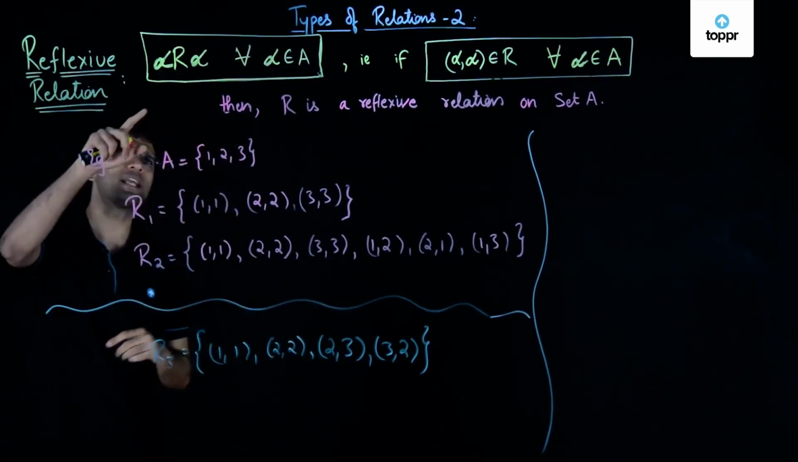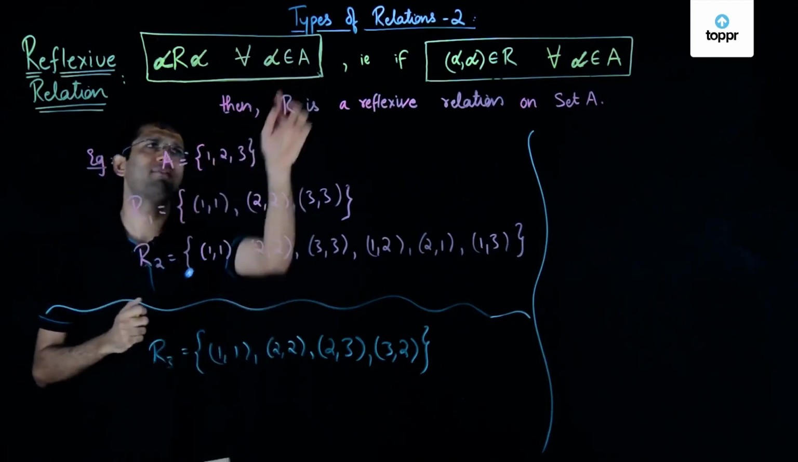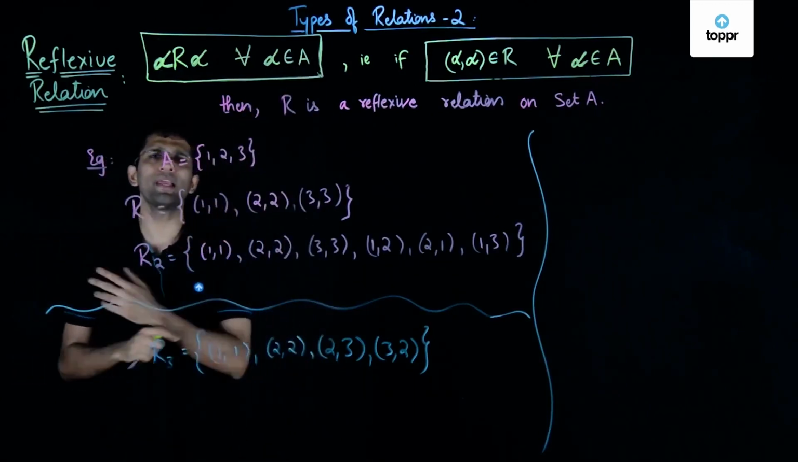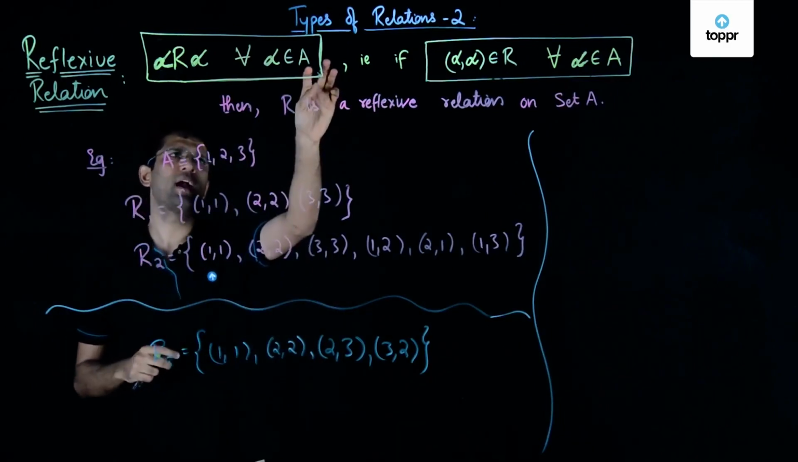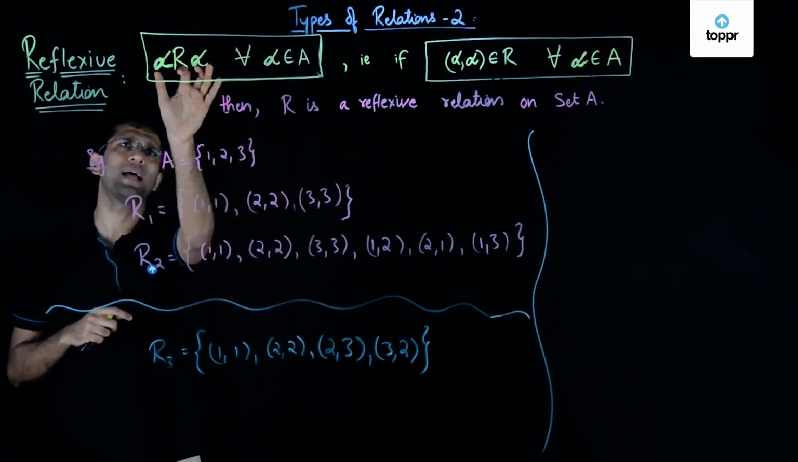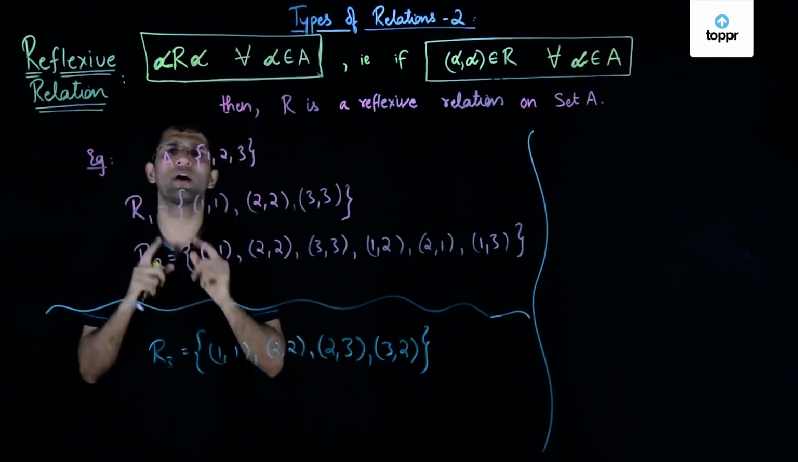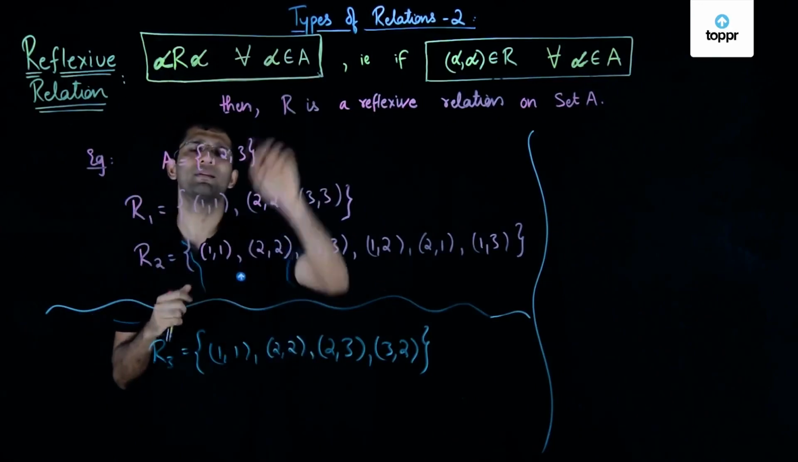Well, the first statement I said was, if we have a set capital A of which alpha is any element, so alpha can be any element of set capital A, and for every element of set capital A, if alpha is related to itself by the relation R, then we say that the relation R is said to be a reflexive relation on the set A.